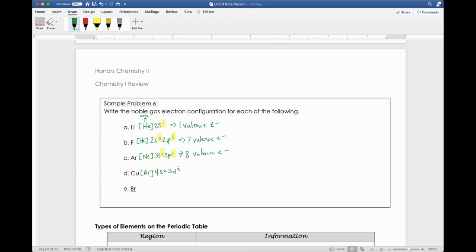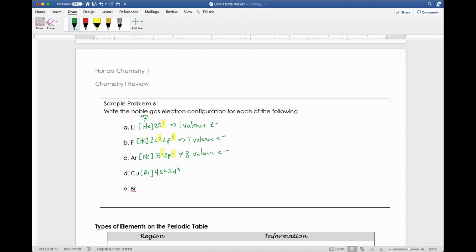3d9. Now, if you look up the electron configuration, the noble gas notation for copper, you're going to see it's actually different. In real life, copper's electron configuration is 4s1, 3d10. There's a reason for that. It has to do with the stability of the electron shells. We're not going to get into that though, so you do not have to know that.